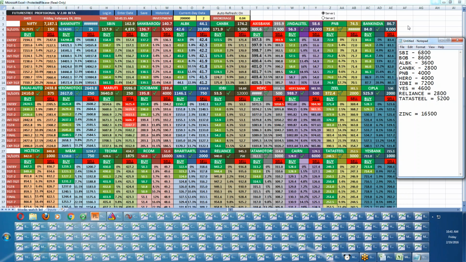Tech Mahindra has done its final target. Now it is at 434.70.